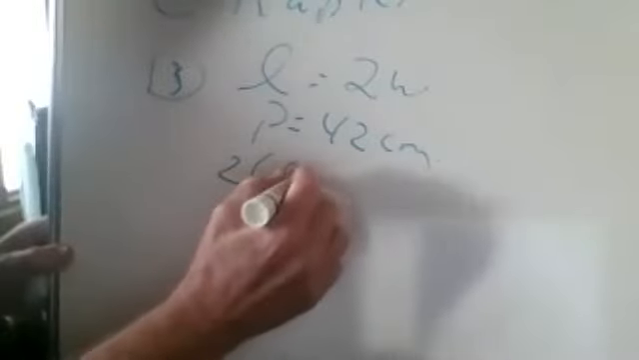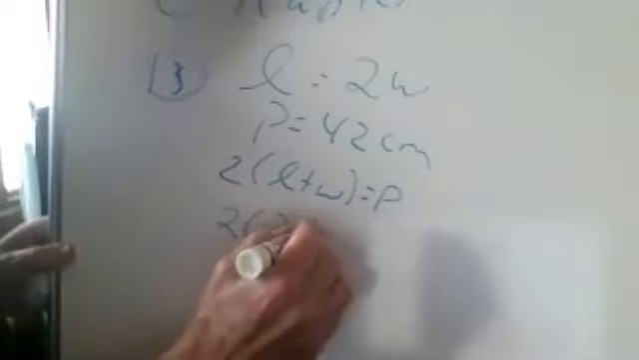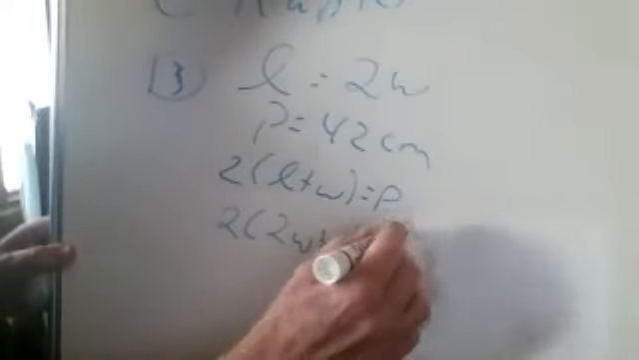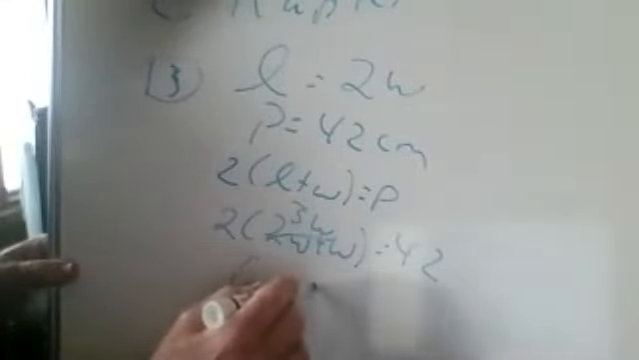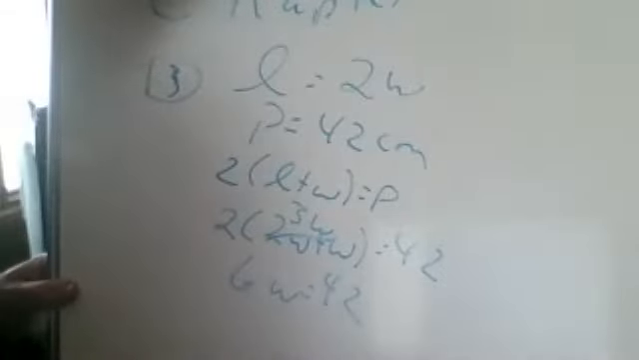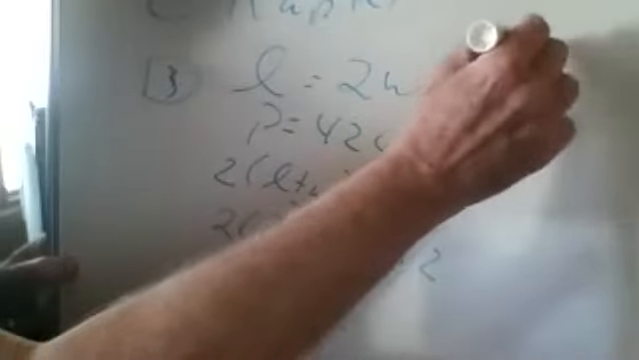So basically, length is 2 times width, okay? So the perimeter, remember, is 2 times L plus W, right? So 2 times 2W plus W equals 42. All right, so 2W plus W is 3W. So that gives me 6W equals 42. So if I divide both sides by 6, then W equals 7. All right, so my width is 7.